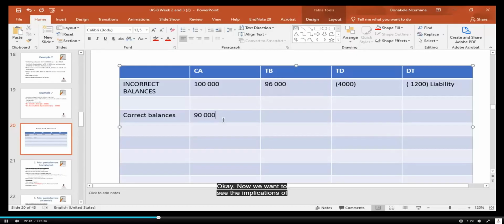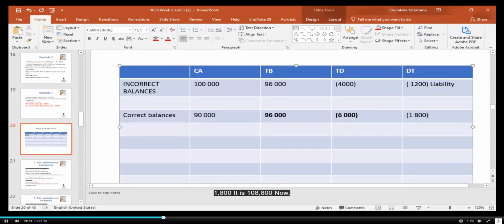Okay. Now, we want to see the implications of that on our calculations of the deferred tax. We know that the tax base was correctly taken into account as 96,000. But now, what is the difference between 90,000 and 96,000? 6,000. Now, what is 6,000 multiplied by 30%? Isn't it 1,800? I just did it in my head.